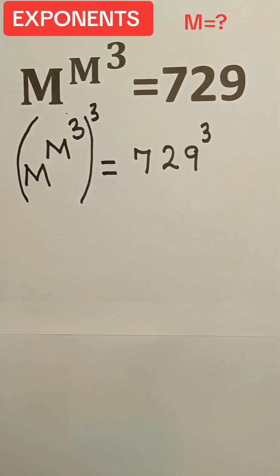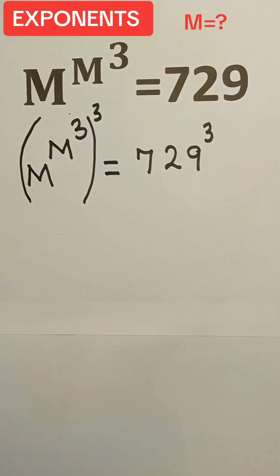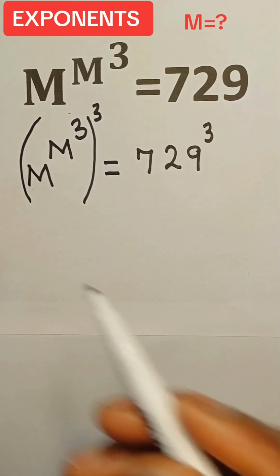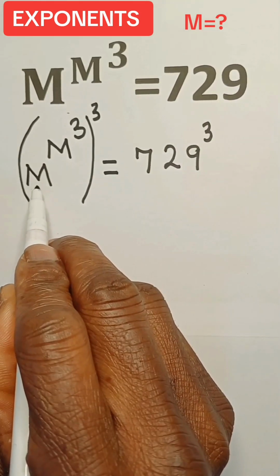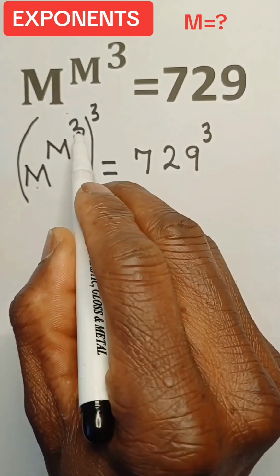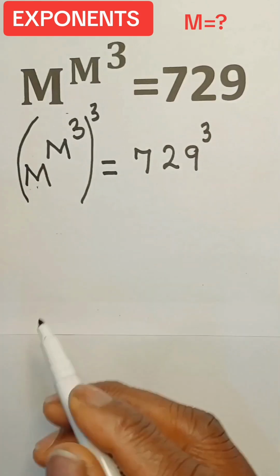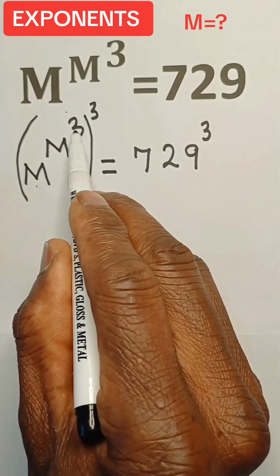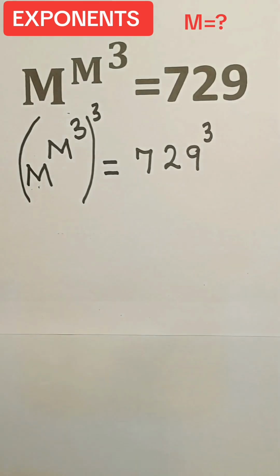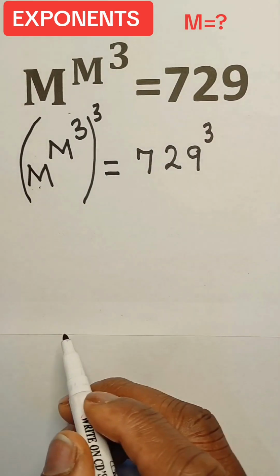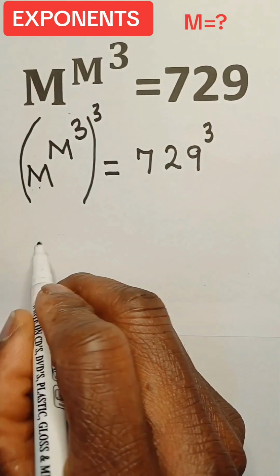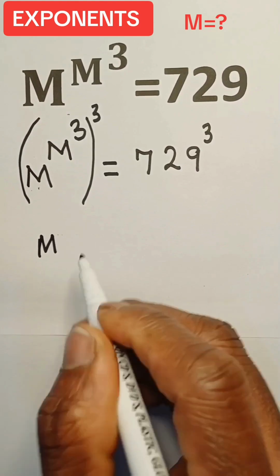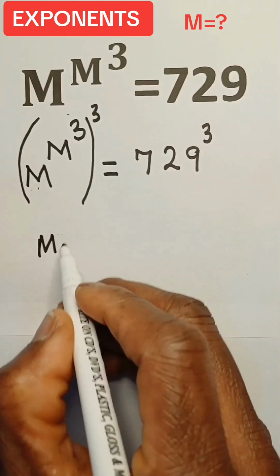Now on the left hand side, what we are going to look at is the terms in the parentheses. This first m is the base, and this m and the power 3 here are the exponent. We're going to multiply these two exponents together, this m and 3, because the law of indices allows us to do this. So let's go ahead and multiply these two exponents together. We will now have m raised to the power of m times 3, which is 3m.